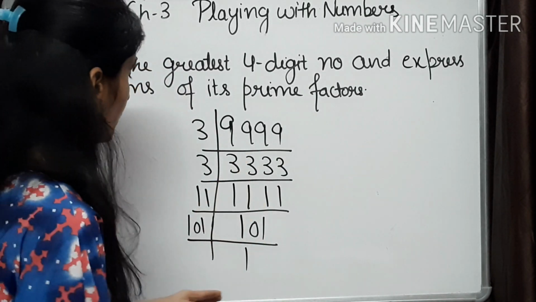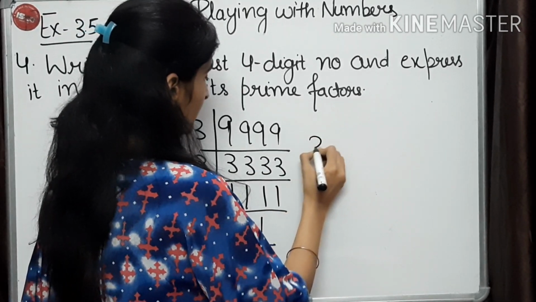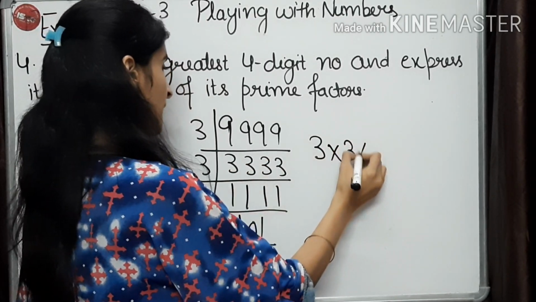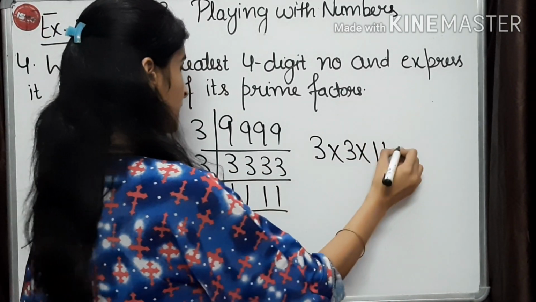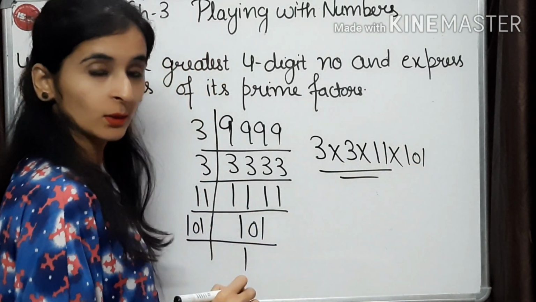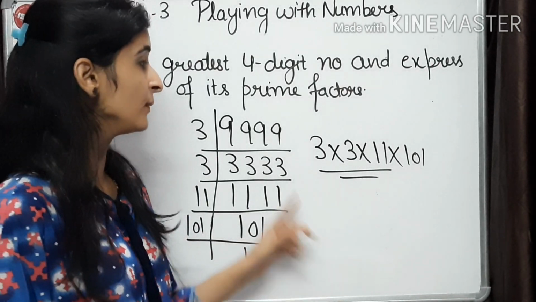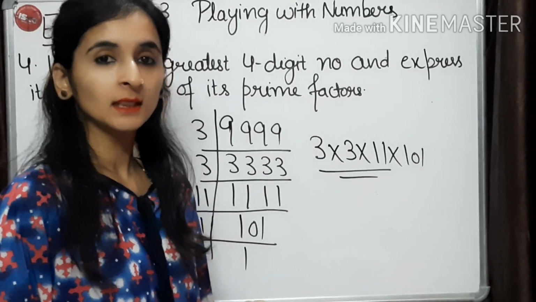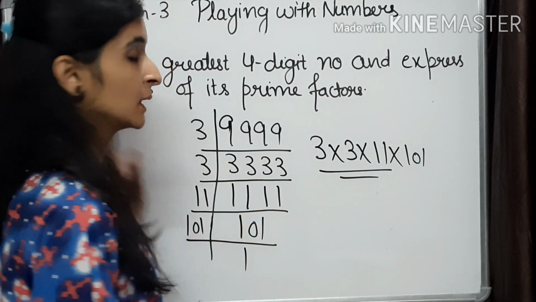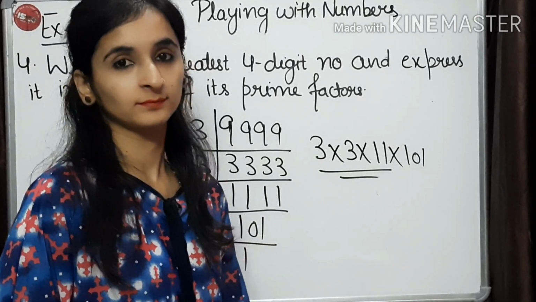Okay. Now we can write it as the product of its prime factors, and that will be equal to 3 multiplied by 3 multiplied by 11 and multiplied by 101. Okay. So that is how we can do the prime factorization of the greatest 4-digit number. Clear? So this was the solution of question number 4. Now let's move to the next question.